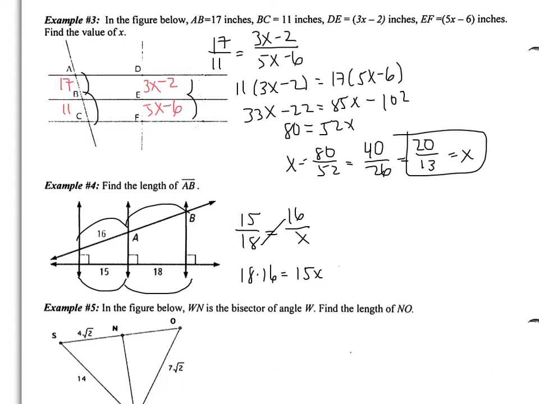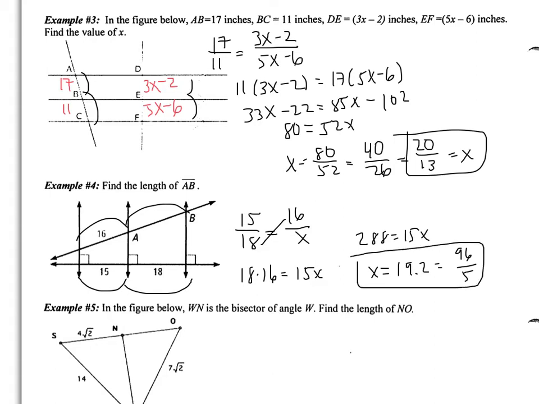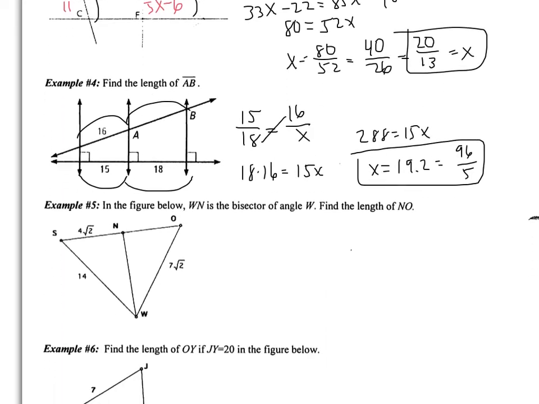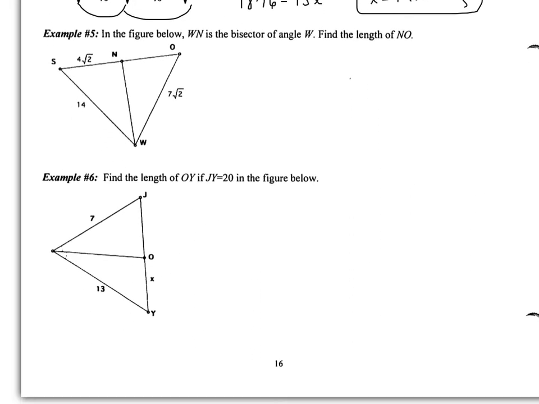18 multiplied by 16 is 288, so I get 288 equals 15x. If I divide by 15, I get x is equal to 19.2, which is 96 over 5. So hopefully you got that one right. If not, hopefully you now see what you did wrong. So let's move on. We have 2 more examples, and then you are done with this video.